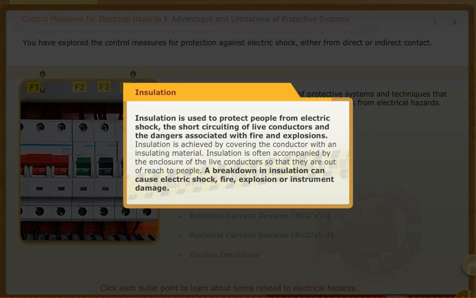Insulation. Insulation is used to protect people from electric shock, the short-circuiting of live conductors and the dangers associated with fire and explosions. Insulation is achieved by covering the conductor with an insulating material. Insulation is often accompanied by the enclosure of the live conductors so that they are out of reach to people. A breakdown in insulation can cause electric shock, fire, explosion, or instrument damage.